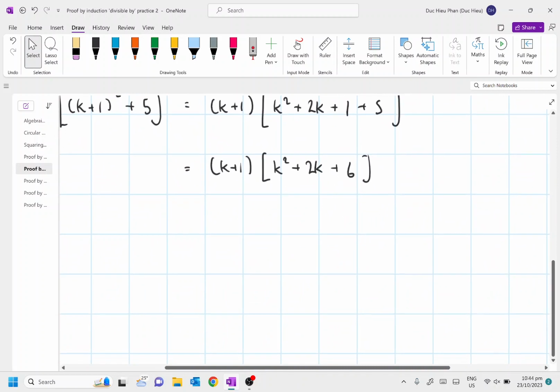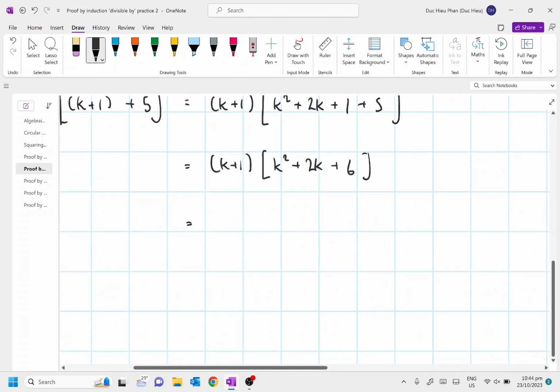I think we need to expand. Yeah, let's just expand this whole thing. There's actually a little bit of algebraic magic you can do, but I think it's best if we just expand the whole thing.